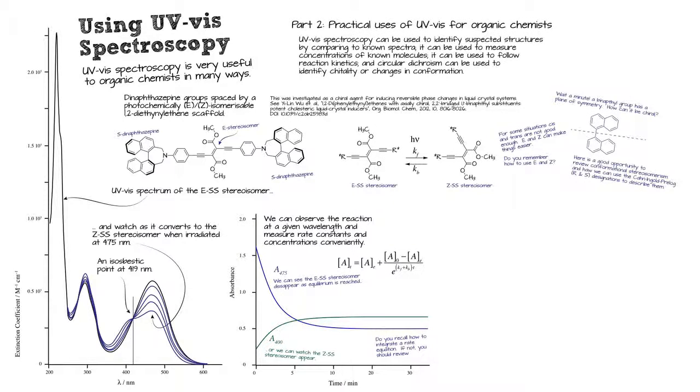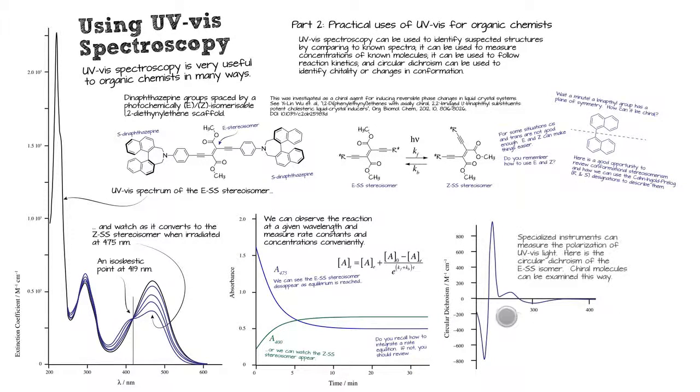Now, since it's a chiral molecule, another thing we could do is circular dichroism spectroscopy. Circular dichroism is the idea that circularly polarized light will absorb a little differently depending on which stereoisomer you're looking at. And of course, here we see at different wavelengths we have a different effect. So there's a sort of a pattern or a spectrum, if you will.